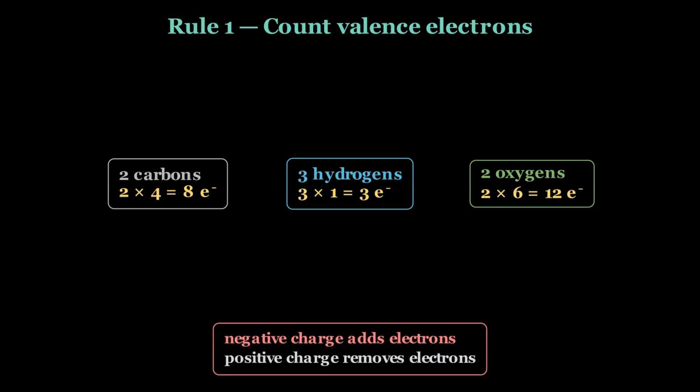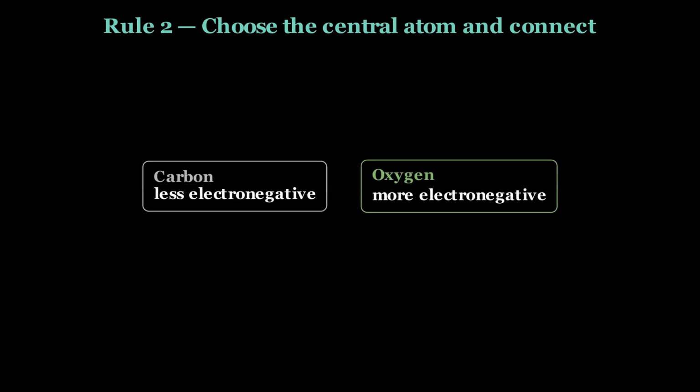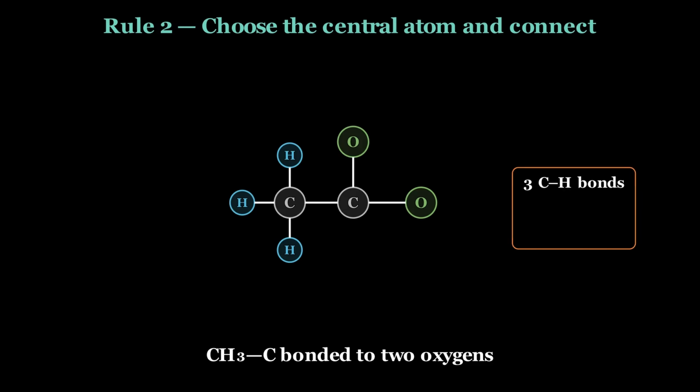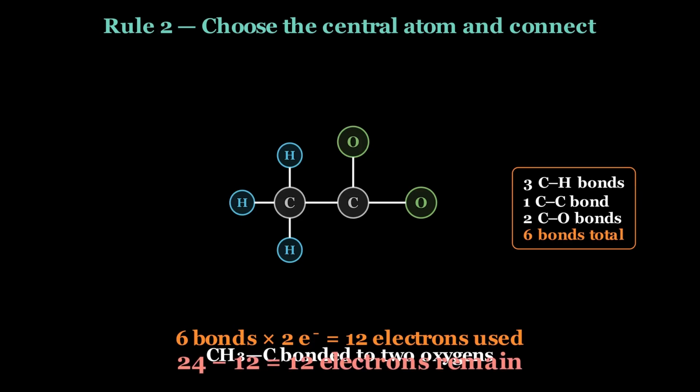Rule 2. Determine the central atom and connect everything. Carbon is less electronegative than oxygen, so carbon takes the central role. One carbon holds the 3 hydrogens as CH3 and the other carbon is joined to the first carbon, which is in turn joined to the 2 oxygen atoms. And we connect everything with a single bond. Count those bonds: 3 CH bonds, 1 CC bond, and 2 CO bonds. That is 6 bonds or 12 electrons used. We started with 24, so 24 minus 12 is 12 more electrons to be placed as lone pairs.